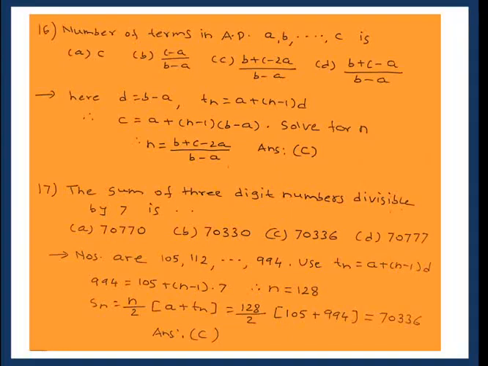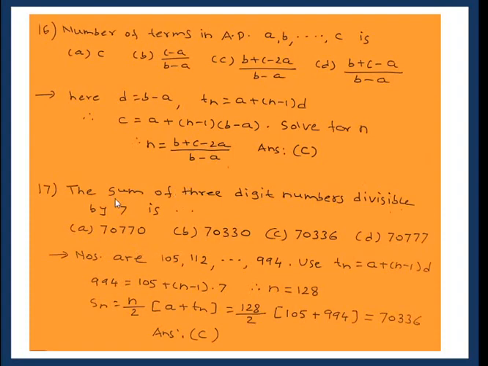Next one: the number of terms in an arithmetic progression a, b, up to c, where c is the nth term. The terms are in AP, so what is the common difference? b minus a. The nth term is given to be c. So a plus n minus 1 into b minus a, because d is b minus a, is c. Solve this equation for n to get n equal to b plus c minus 2a upon b minus a. So the correct option is C.